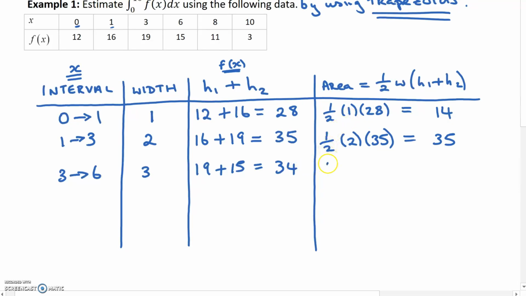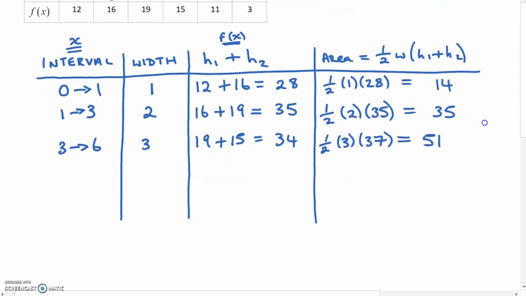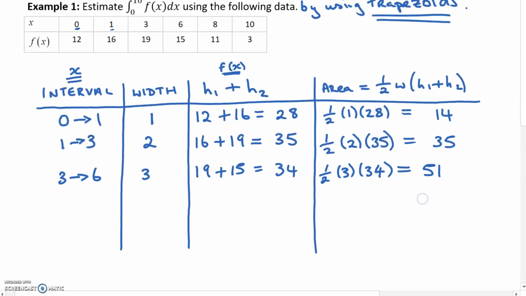So this time the area is going to be 1/2 of 3 times 34. So 17 times 3 is 51. Sorry, did I say 17? I should have said 17, but that should have been a 4 there. Okay. So we've got 3 to 6.